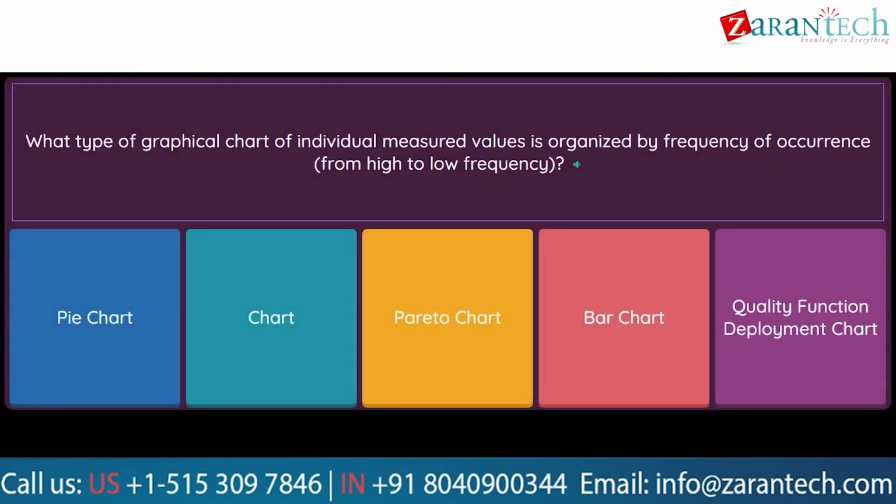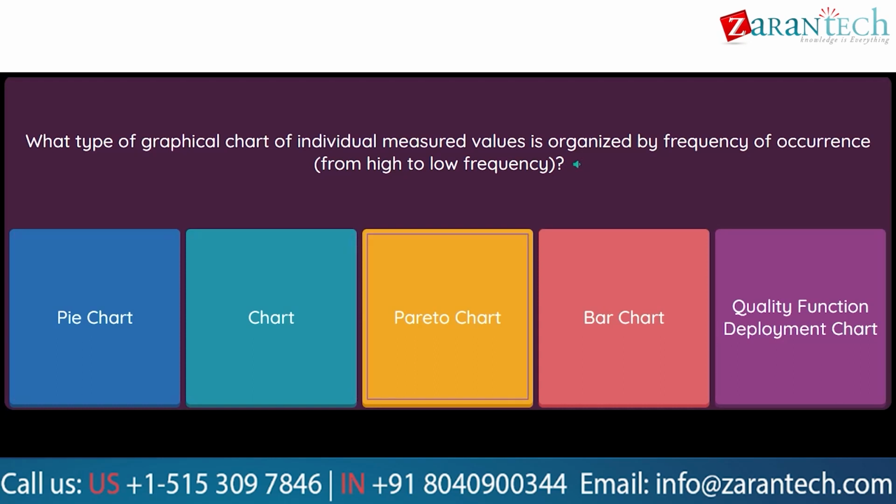Question, what type of graphical chart of individual measured values is organized by frequency of occurrence, from high to low frequency? Option 1, pie chart. Option 2, chart. Option 3, Pareto chart. Option 4, bar chart. Option 5, quality function deployment chart.